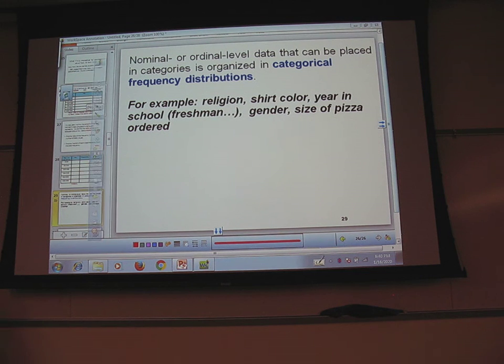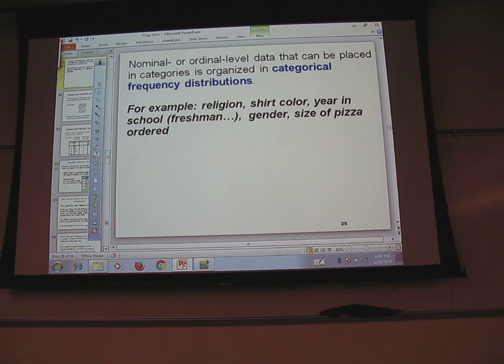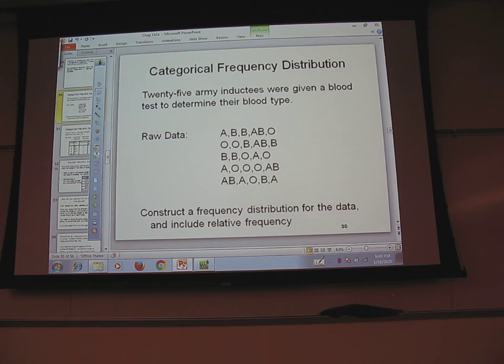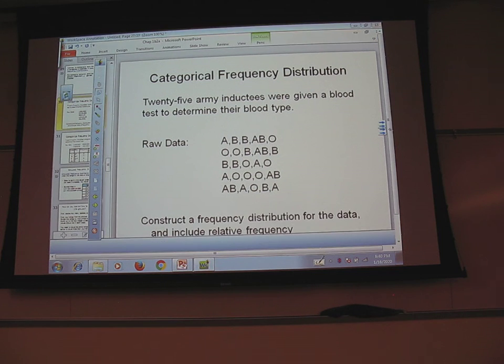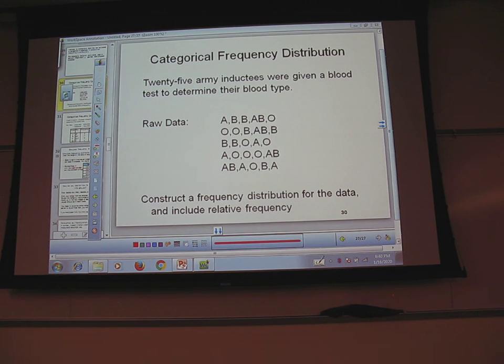So nominal, ordinal levels, data encompassing categories. We also have categorical frequency distributions using categorical data. So here's one example. This is the very first problem on your chapter 2.2 notes. Given a blood test to determine their blood type, construct a frequency distribution for this data, including your relative frequency.